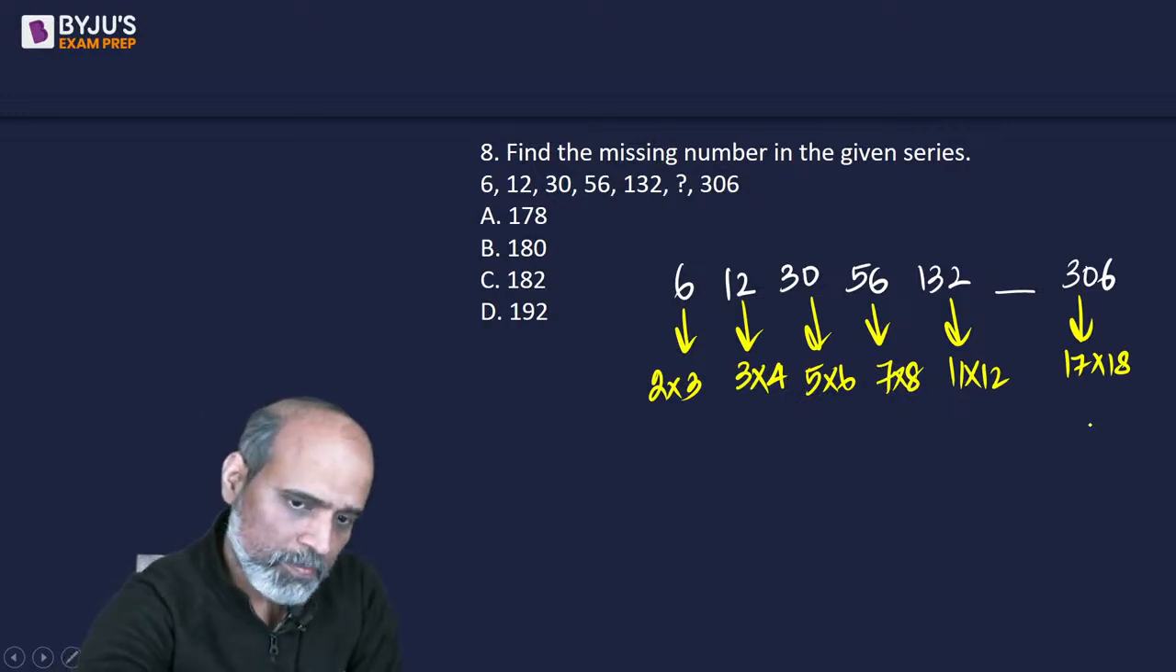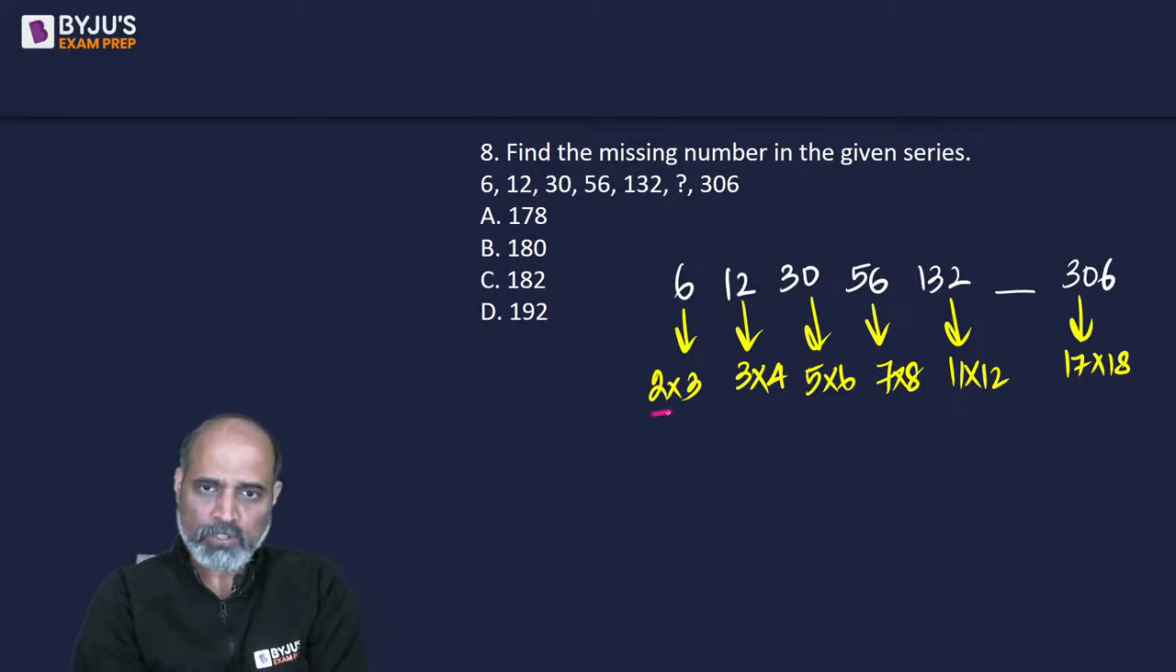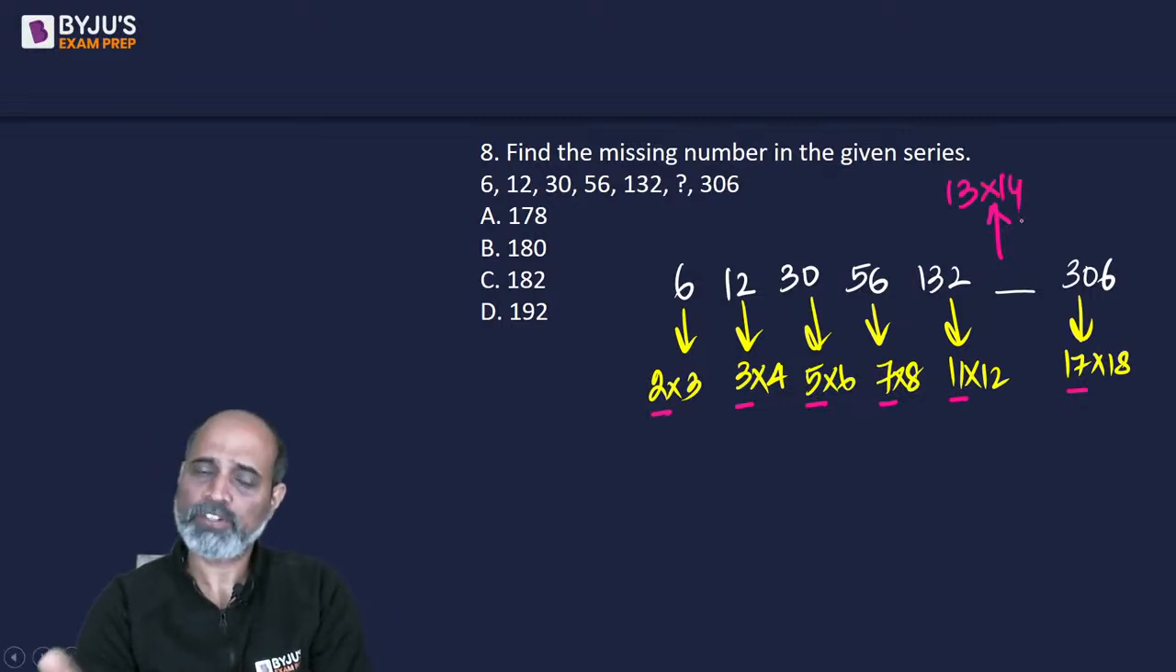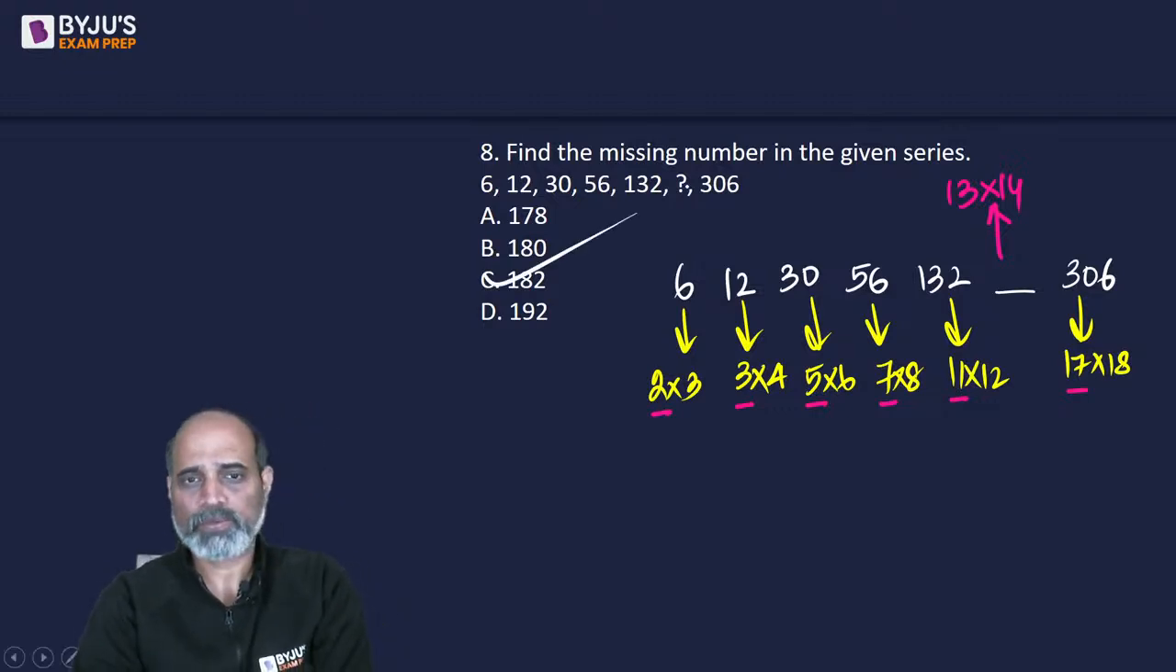So if we pay attention now, the first numbers of each of these calculations are nothing but prime numbers. So this should be the prime number between 11 and 17, which is 13, into the next number. 13 into 14 is what we should have. Now 13 into 13 is 169 plus 13 is 182. So it should be 182.